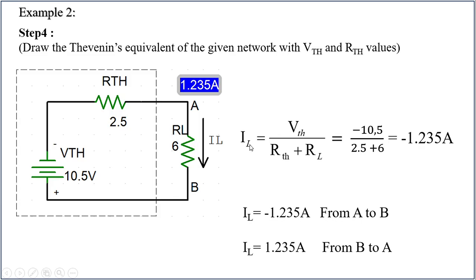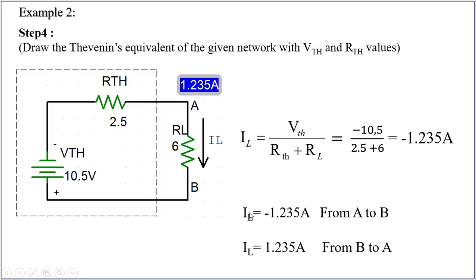So the load current IL can be calculated using the formula IL is equal to VTH by RTH plus RL, where VTH value is minus 10.5, RTH is 2.5 ohms, RL is 6 ohms. We get minus 1.235 amperes current. Observe this minus sign, okay? Minus sign indicates the assumed current direction and the actual current direction, both are opposite. I assumed IL direction from A to B, but actually it is from B to A.